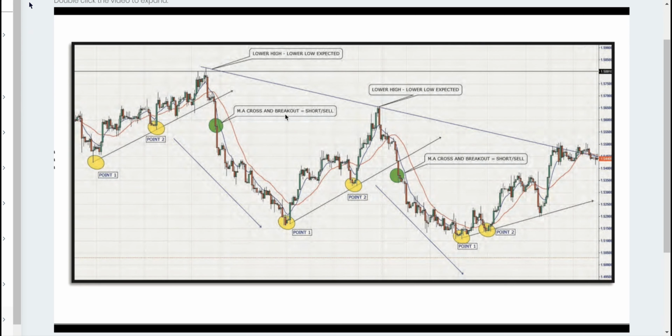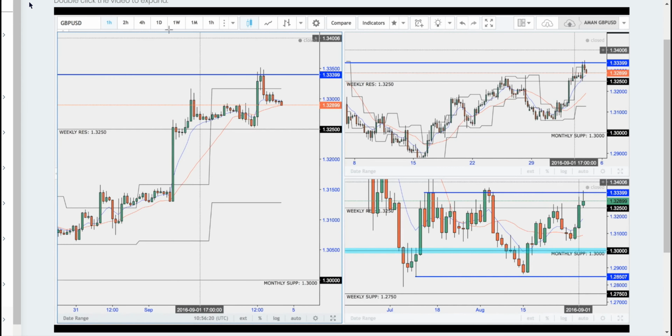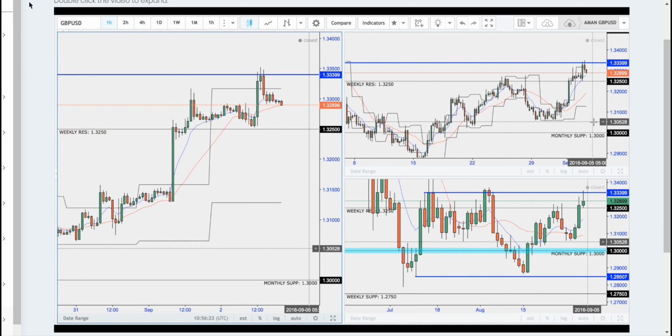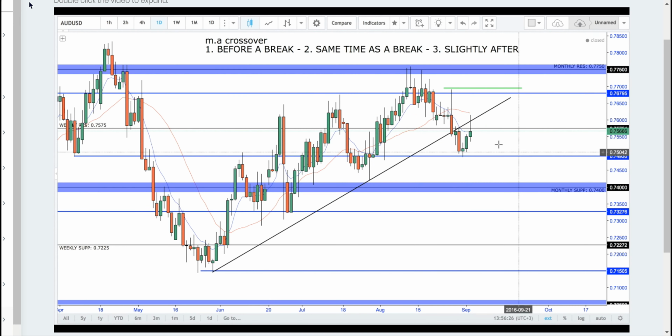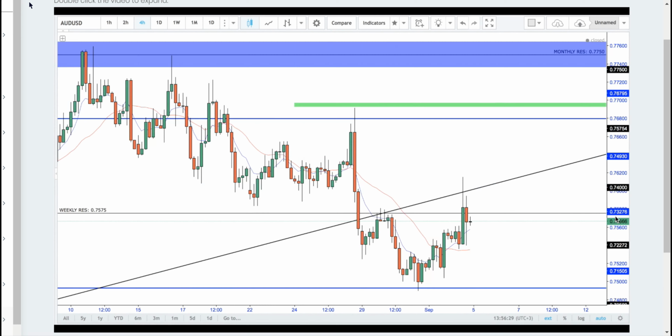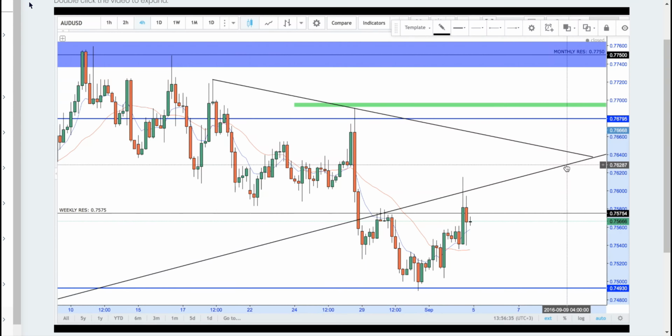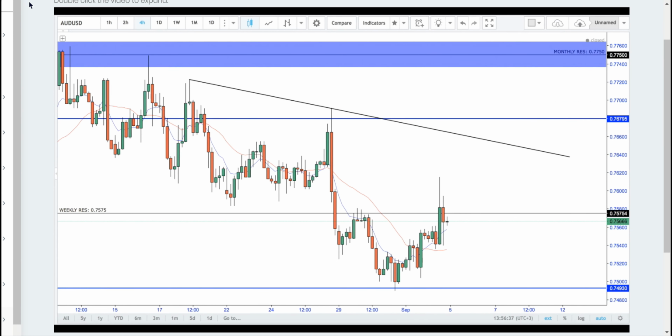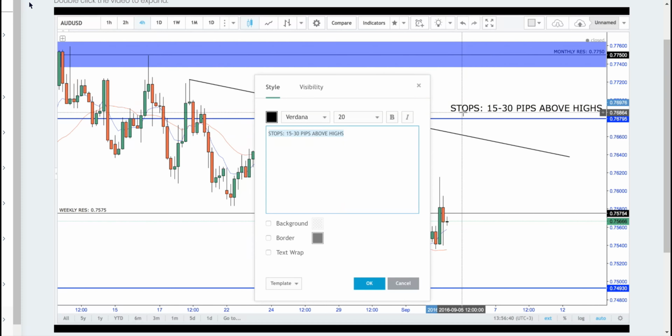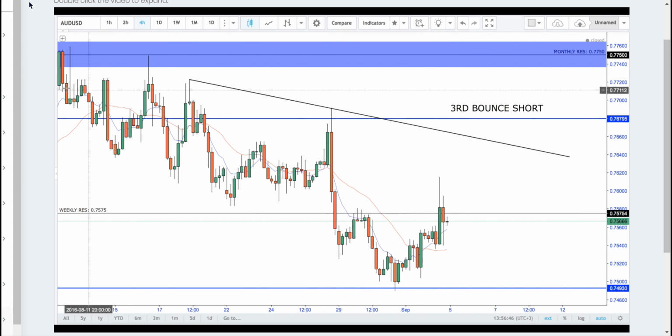Look at the bigger picture as well, where we're bouncing from in terms of, okay, what candlesticks can we see? Are we at monthly resistance, weekly resistance, daily resistance? Are we at third point of a trend line ready to potentially bounce off and break? So as I pulled up earlier on the AUD USD, the AUD USD on the 4 hour time frame, I said there's a potential for Aussie to maybe come up and give us a third bounce short.